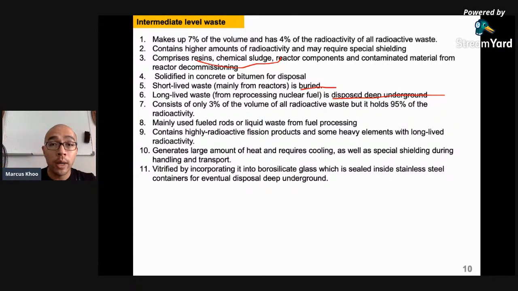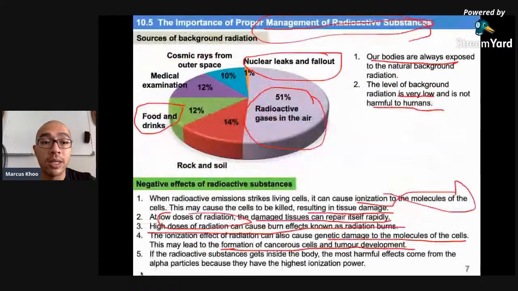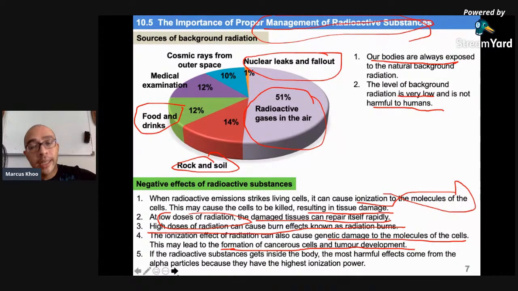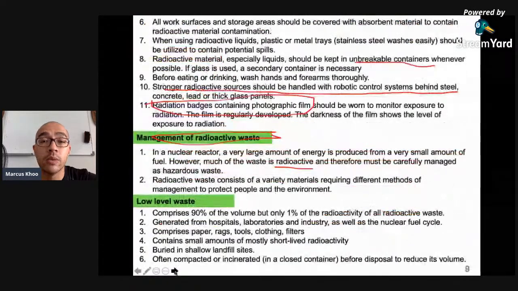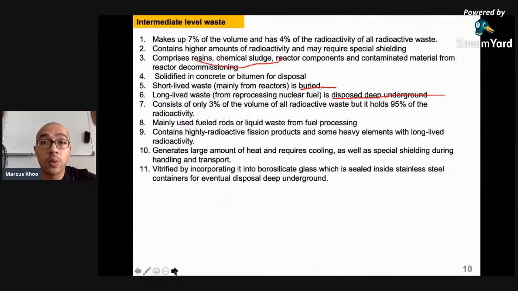Which is why one of the sources of background radiation, as we saw before, is from rocks and soil. Because sometimes that's the best way we can manage radioactive substances. So we bury them deep underground. Yes, it does cause a little bit of radiation, but by the time it reaches us, it won't be that harmful because we have the ability to regenerate our tissue cells.